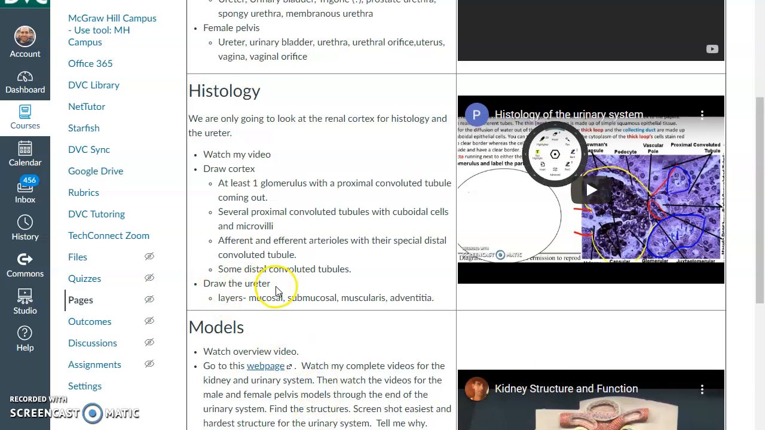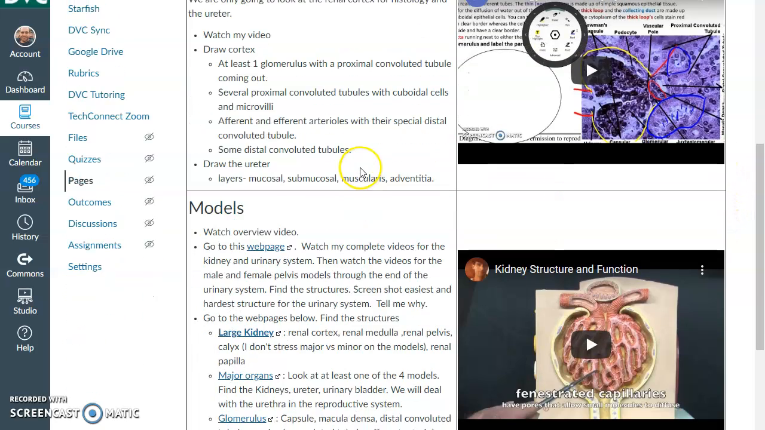Here, we are doing histology. Now, the ureter histology: mucosa, submucosa, muscularis, and adventitia. Yes, I'm just repeating it to make sure you understand it. I will use the esophagus slide. For here, I want you to draw the glomerulus. I want several proximal convoluted tubules. Key point, they have cuboidal epithelium with microvilli, and they tend to be large. Then some distal convoluted tubules. That is what you need to know for the histology slide on the last lab quiz. The other structures in it, I wouldn't expect you to spot right off the bat, so it's really going to be distal convoluted tubule, proximal, or glomerulus.